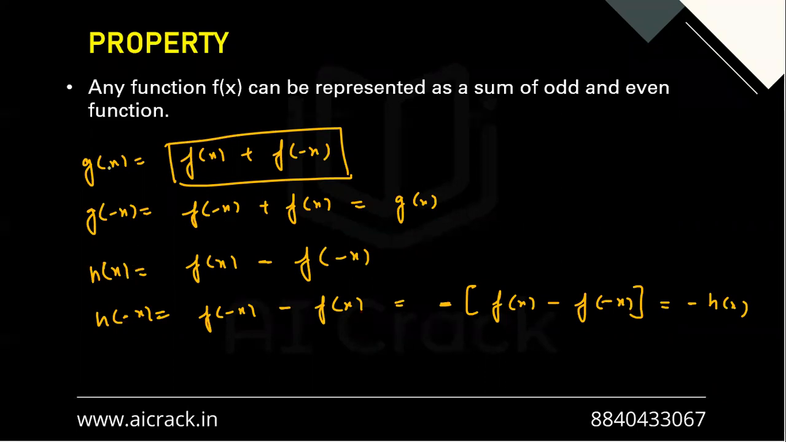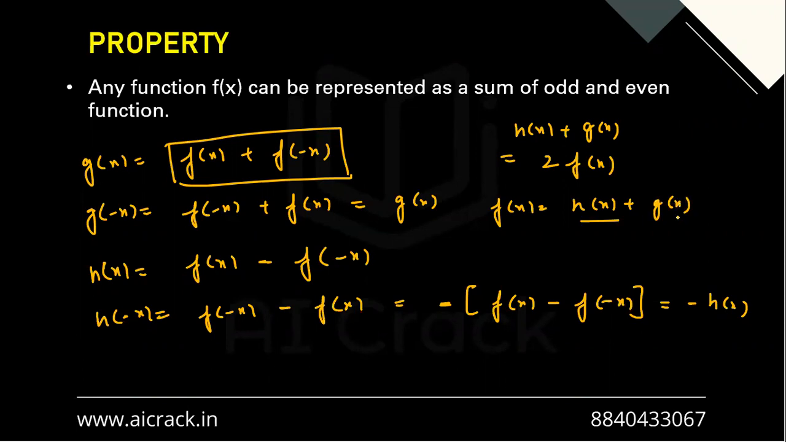Now if I try to add h(x) plus g(x), what will I get? I'll get 2f(x). And if I write f(x) equals (h(x) plus g(x)) by 2, then we get to understand the property of function f(x). We get the same thing, right? Any function can be represented as a sum of odd and even function. So basically, if I want to write a function as a sum of odd and even function, I'll have to write it in this manner.